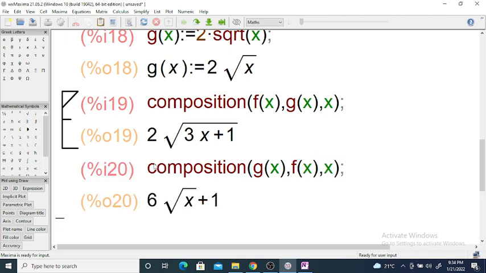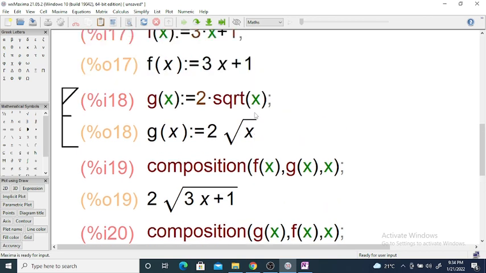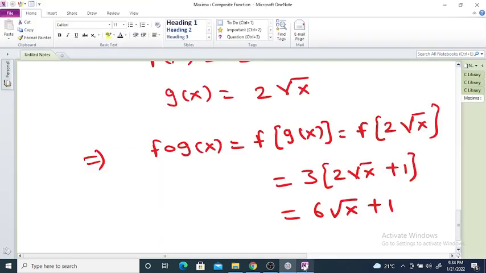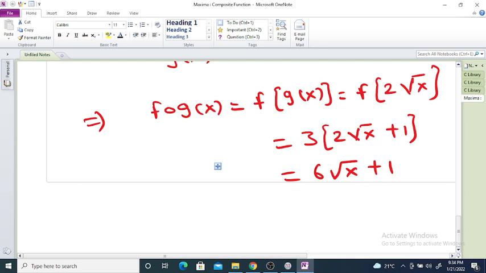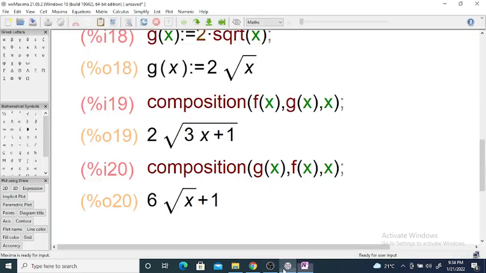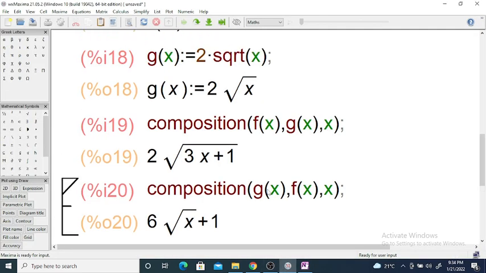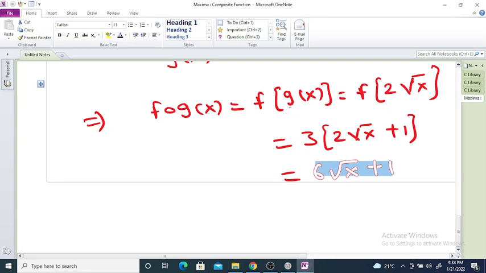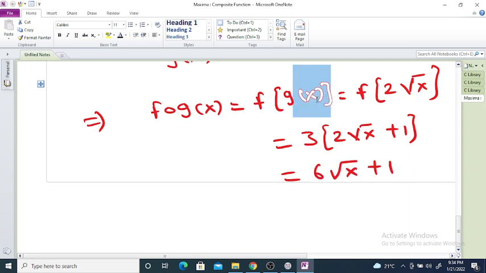Now if you enter, you will get 6 root x plus 1. So this is f of g of x, and this calculates g of f of x, and this is f of g of x. So for f of g of x, we first calculate g of x, and then in place of x we put g of x.